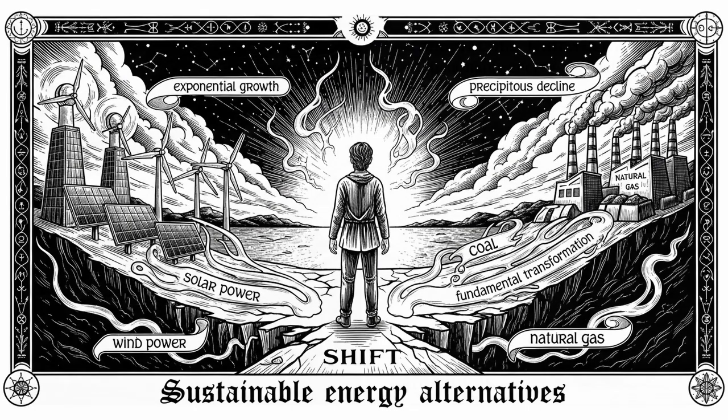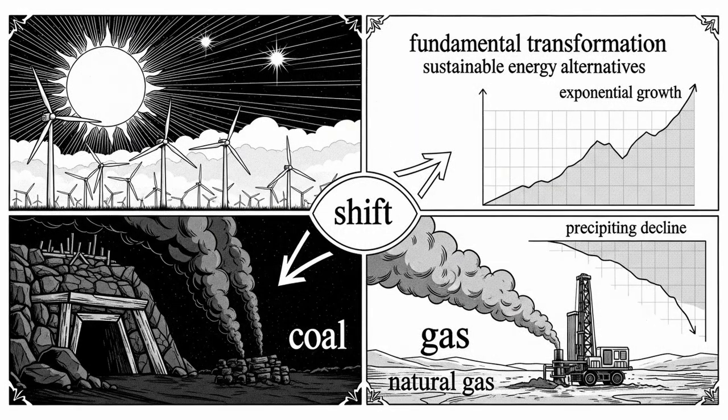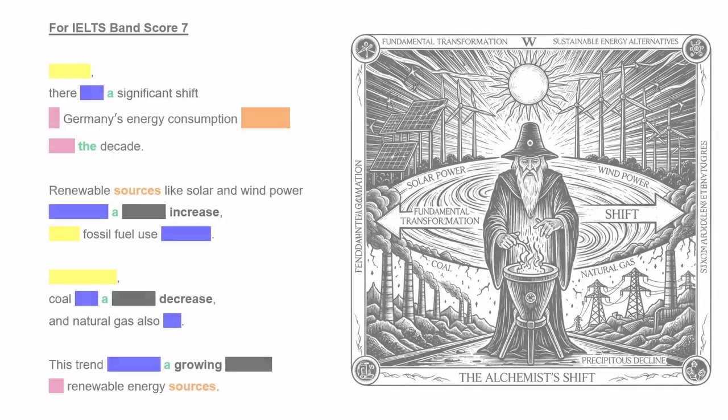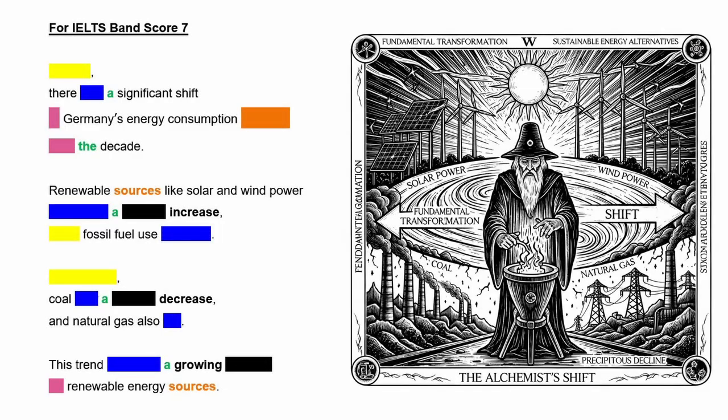Overall, there was a significant shift in Germany's energy consumption patterns over the decade. Renewable sources like solar and wind power witnessed a notable increase, while fossil fuel use declined. Specifically, coal saw a marked decrease, and natural gas also fell. This trend indicates a growing reliance on renewable energy sources.